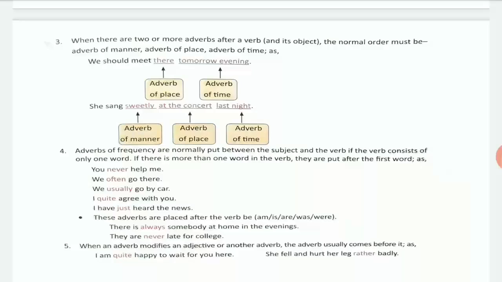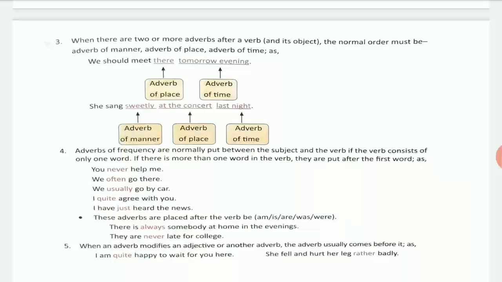Now, when an adverb modifies an adjective or another adverb in a sentence, then the adverb generally comes before the adjective or another adverb which it actually modifies. Like, I'm quite happy to wait for you here. So over here, the adverb quite is placed just before the adjective happy, which it is modifying. Similarly, she fell and hurt her leg rather badly. Again, over here, the position of the adverb rather is just before another adverb in the sentence, that is badly. It is modifying this other adverb, badly. So the position of rather is just before it.